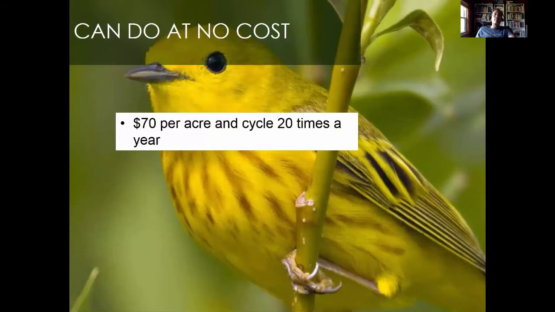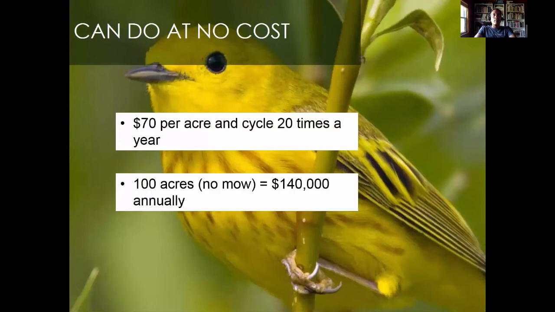So what you identify is areas that you're going to restore, you're not going to mow or maintain anymore. In Pinellas County, that costs about $70 per acre to mow and weed whack. That cycle about 20 times a year. You do the math, if you can identify 100 acres, that's $140,000 of saving annually. And you can imagine you can do a lot with $140,000 for restoration.